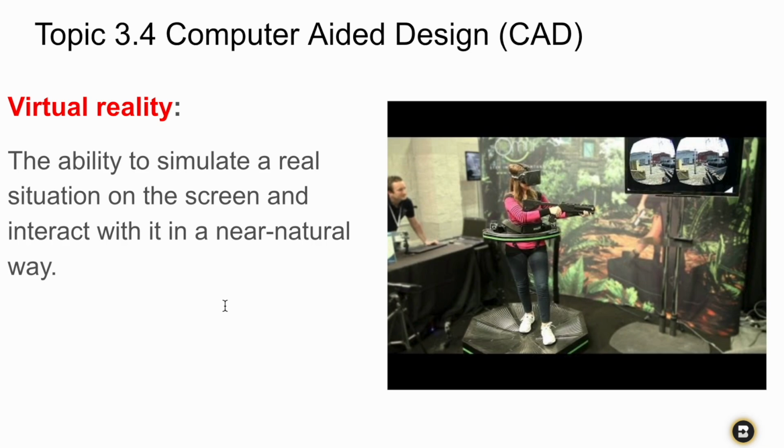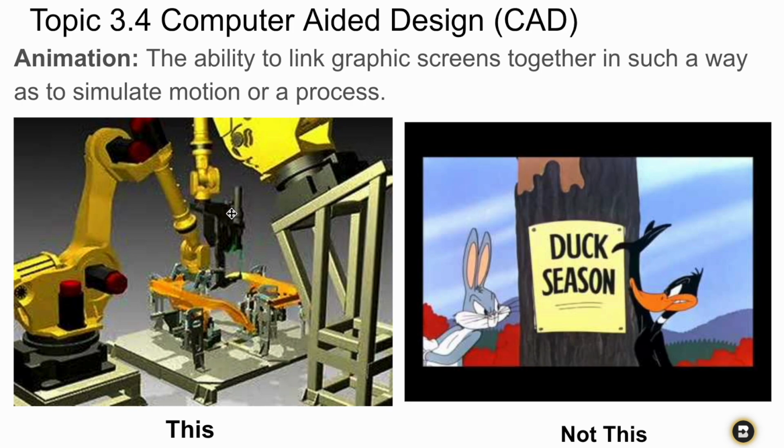We have virtual reality. This is the ability to simulate a real situation on a screen and interact with it in a near natural way. These devices are now coming online where people can be strapped into a harness and move around and interact in what feels like a three-dimensional world because you're able to move around with it. Animation is the ability to link graphic screens together in such a way to simulate motion or process. Generally, when we're talking about animation and CAD, we're talking about how a robot would interact, not Daffy Duck and Bugs Bunny.